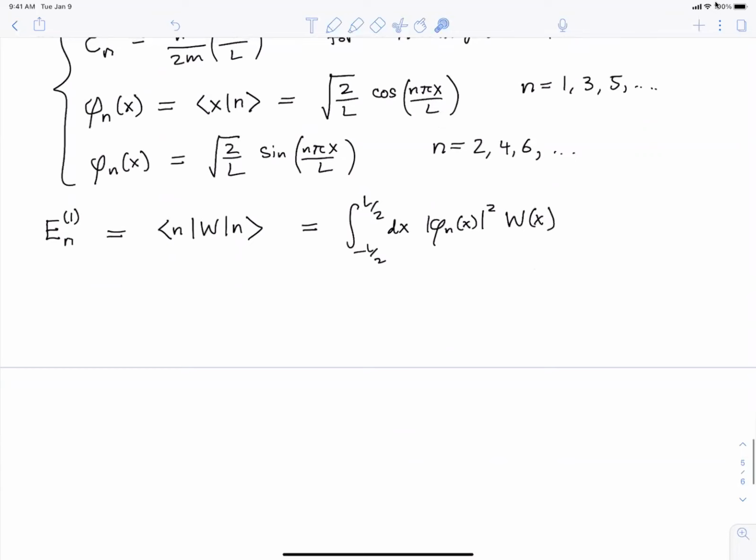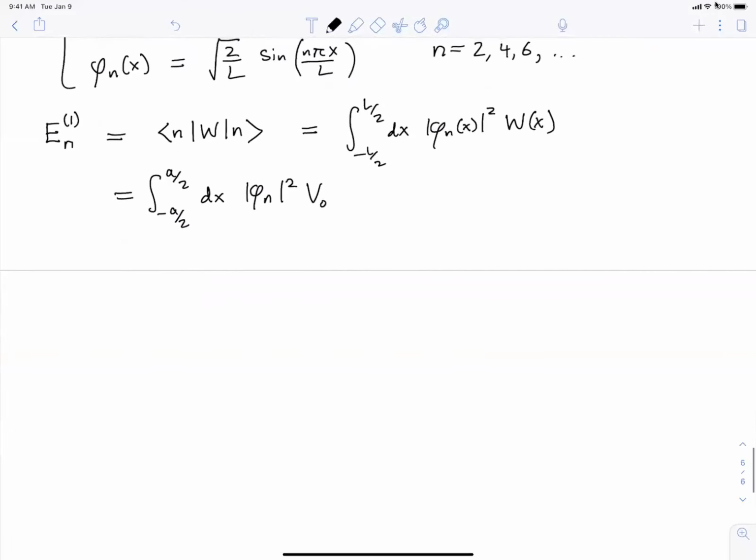And so really there we can rewrite the integral instead as integral from minus a over 2 to a over 2 dx phi n squared. And then we can just put v0 there, because within that range, the potential is just equal to v0. Okay, so rather than do this for a general case, what I'm going to do is evaluate this for the ground state. And then for homework, you get to do the first excited state. So you just have to figure out what changes for the first excited state compared to the ground state. So for n equals 1, that's the ground state.